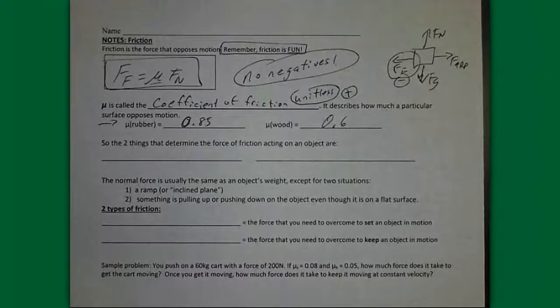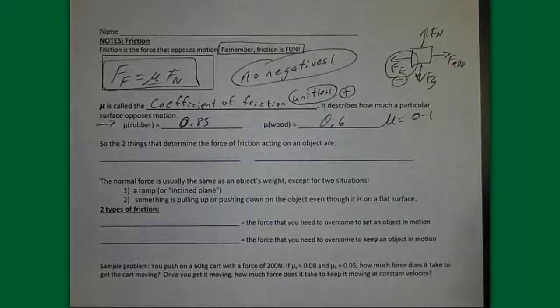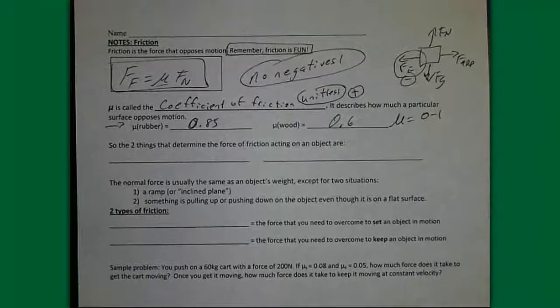In this class at least, mu will usually be between 0 and 1. Usually. In the real world it's not. It's actually possible to have a coefficient of friction that's greater than 1 in some cases.